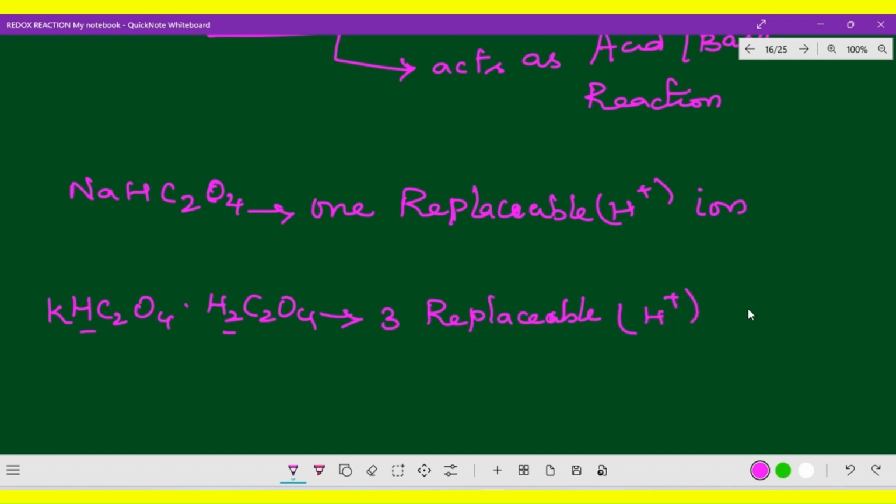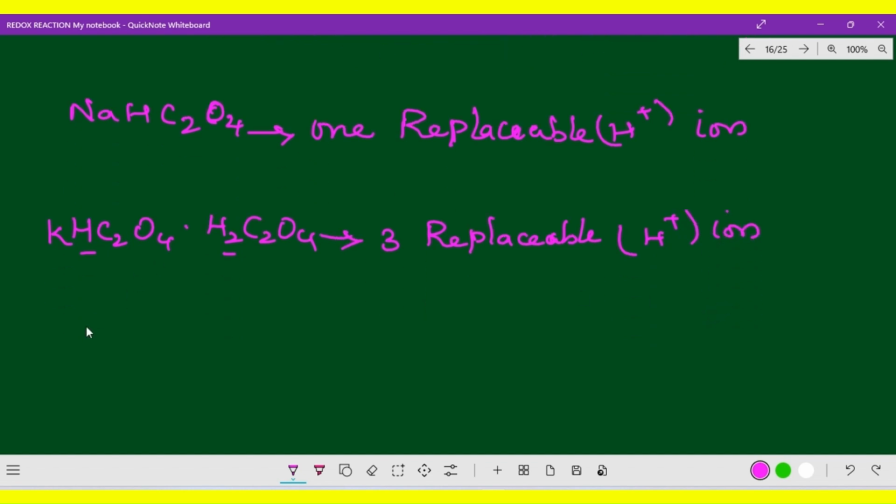H plus ion, right? So total replaceable, it is actually what it is. Okay. Now we can go for total equivalent. Total equivalent. Equivalent of NaOH.